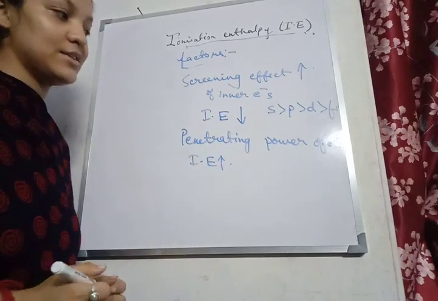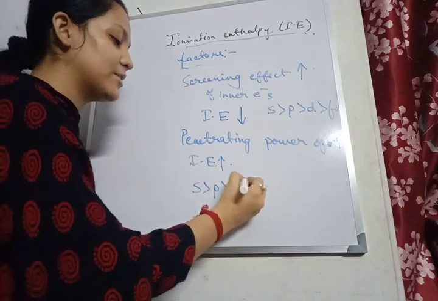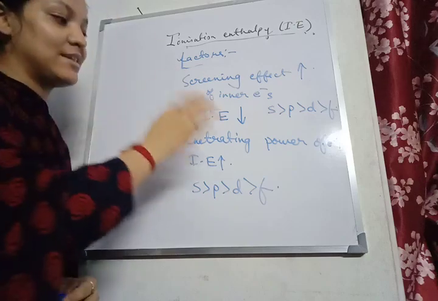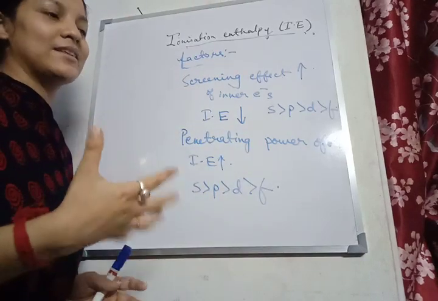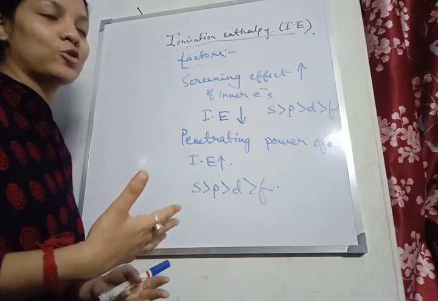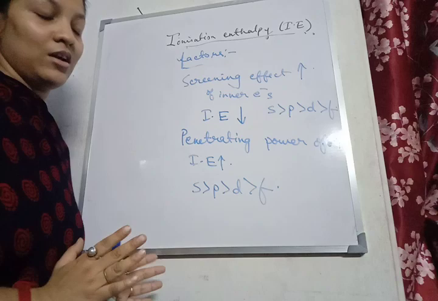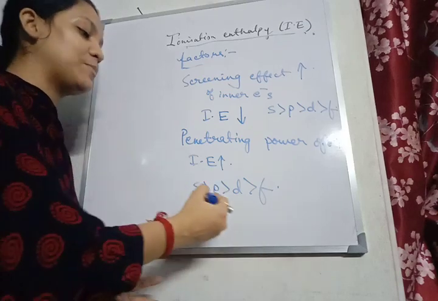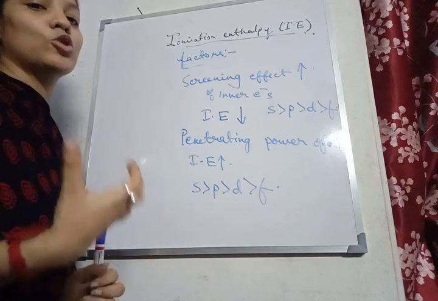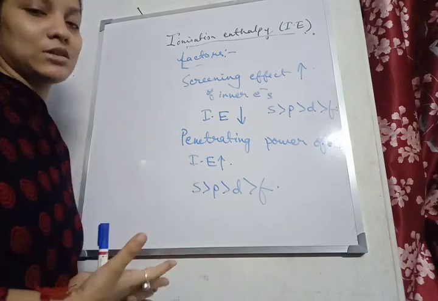With increase in penetrating power, IE is also more. What is the meaning of this? Penetrating power, the order is basically S greater than P greater than D greater than F. Penetrating power is the tendency of the electrons, basically the probability of the electrons to be present closer to the nucleus. That is what penetrating power is, right? And this order is S, P, D, F. That means S orbitals have more probability to be found closer to the nucleus, so S electrons are strongly attracted towards the nucleus.